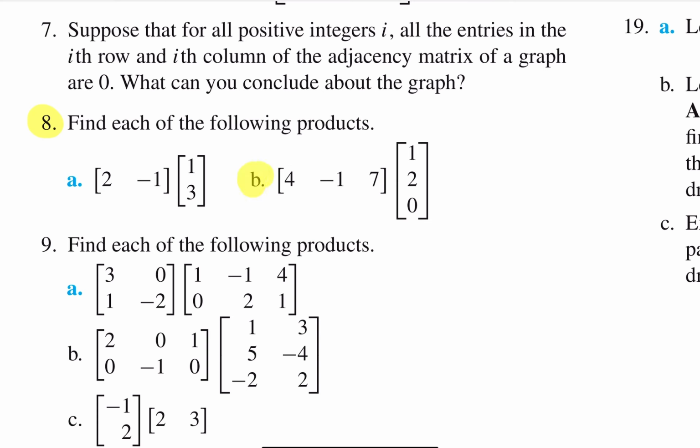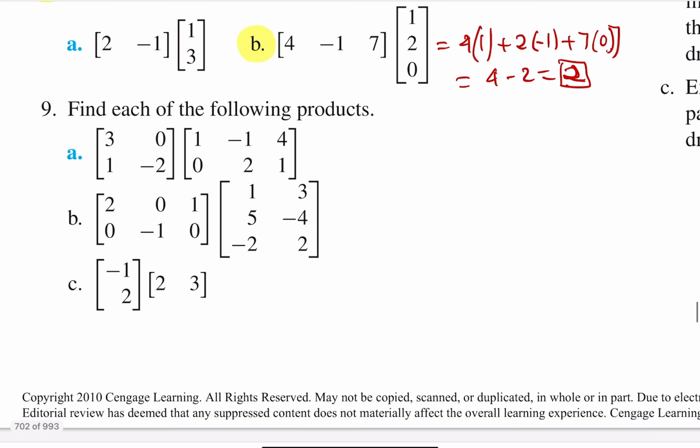So let's do this one very quick since we didn't do it yet. It's 4 times 1 plus 2 times -1 plus 7 times 0. Okay, and here you have 4, -2 is just 2. Yeah, just 2.